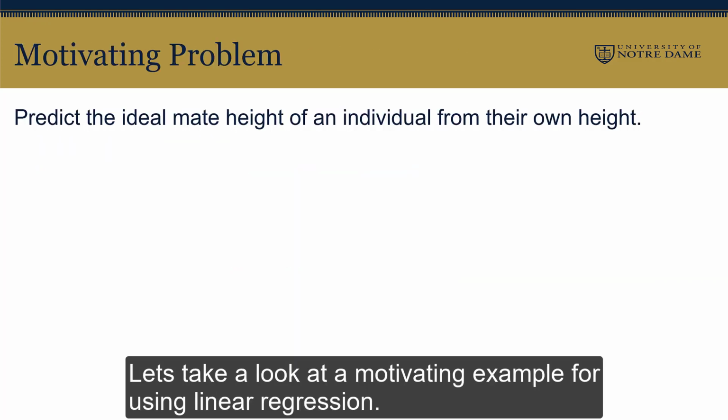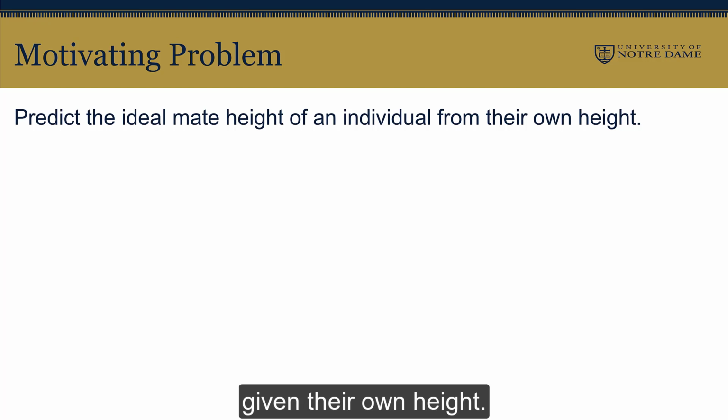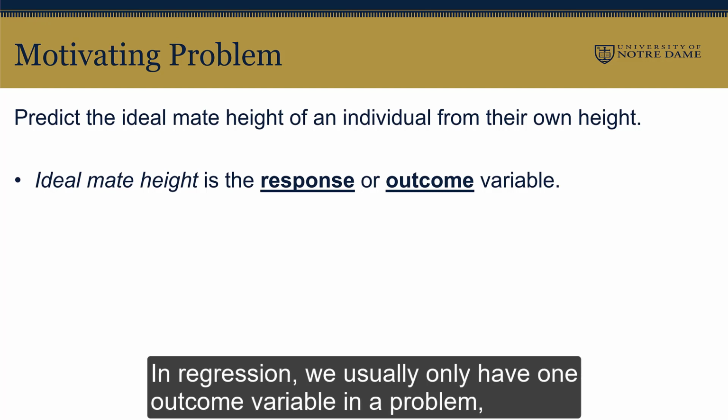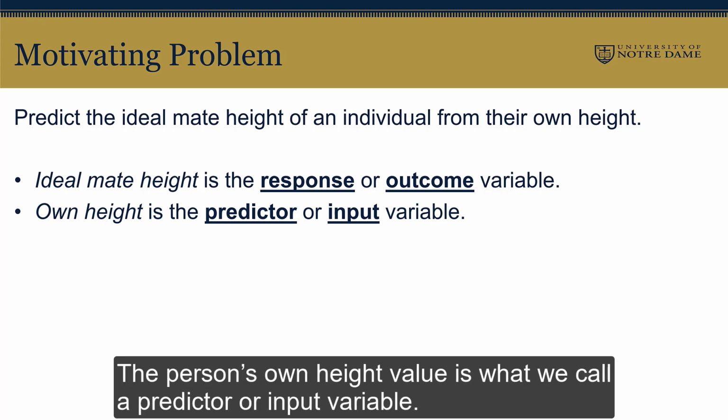Let's take a look at a motivating example for using linear regression. Suppose that we want to predict a person's ideal mate height given their own height. In this case, the ideal mate height would be our response or outcome variable. In regression, we usually only have one outcome variable in a problem, and for linear regression, this variable should be quantitative. The person's own height value is what we will call the predictor or input variable.